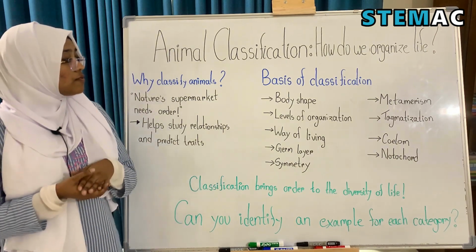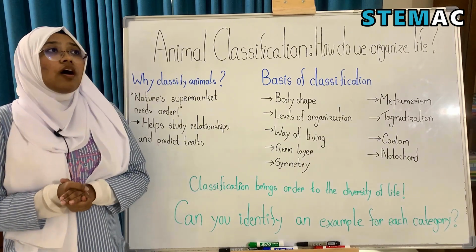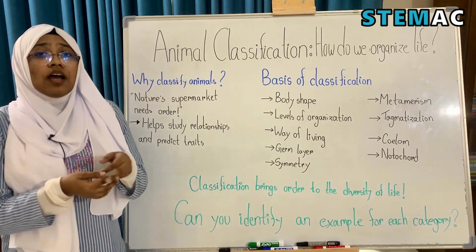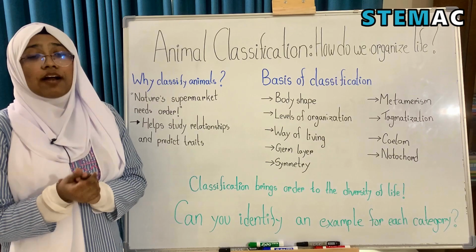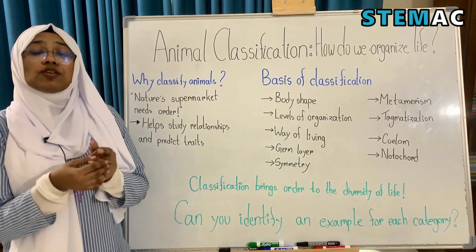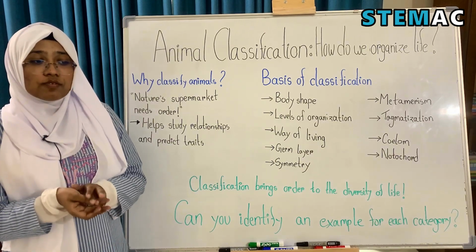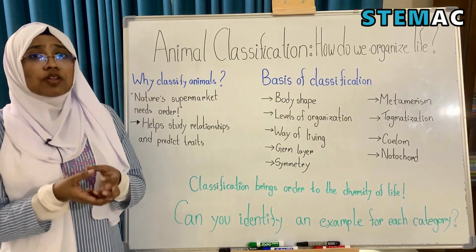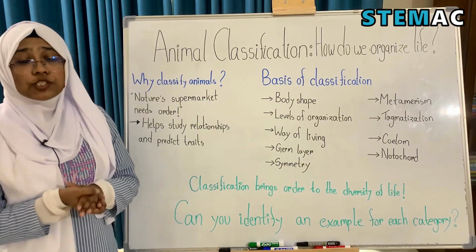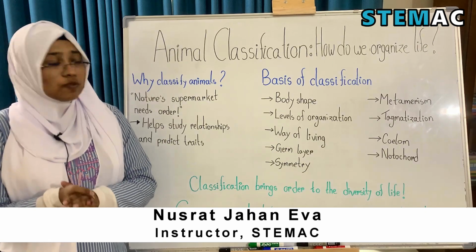Another basis of classification is the level of organization. Not all animals have very complex structures. Some can be easily distinguished, some have complex structures. Some have cellular levels, some have tissue levels, and some have organ levels. For example, in the cellular level, sponges only have a small cluster of cells in them. In the tissue level, we can think about a jellyfish, and we humans are very complex and we are at the organ level.